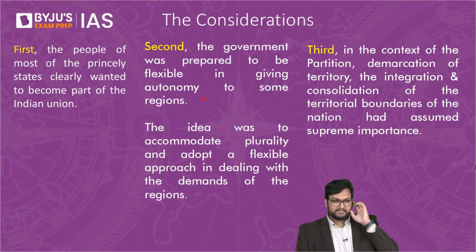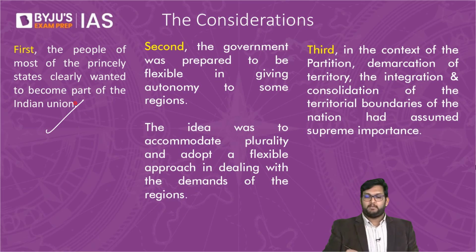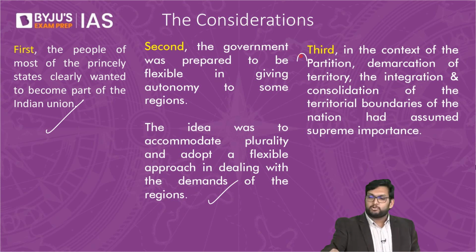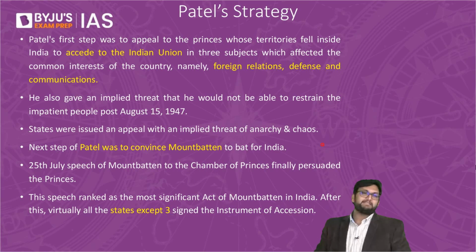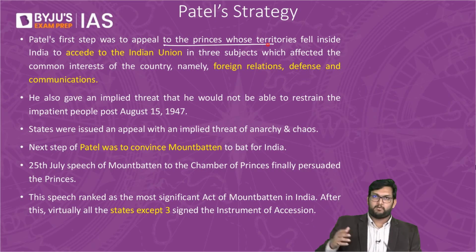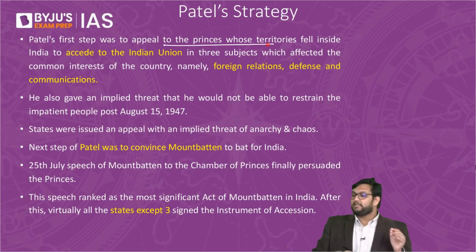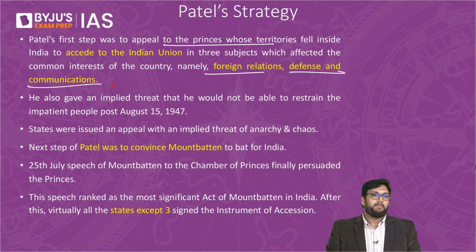Patel has three considerations in his mind. The people want to be part of the Union of India. We are ready to accommodate plurality and flexibility, but it should not threaten the national security of India because there is already a lot of turmoil. So Patel's first step was to appeal to the princes whose territories fell inside the Indian borders to accede into India with three subjects which were of common interest to everybody: foreign relations, defense, and communication.